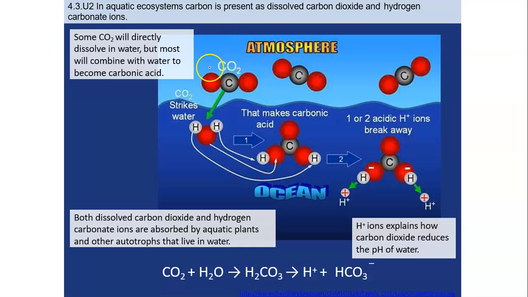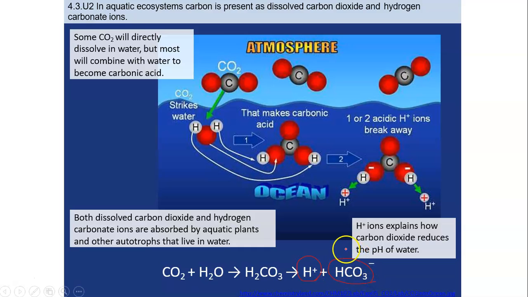Carbon dioxide forms two different forms. One is dissolved carbon dioxide in the water, but most of the carbon dioxide becomes carbonic acid, and it will create proton ions. The formula is here. Carbon dioxide plus water creates carbonic acid, and this carbonic acid will make proton ions and carbonates.